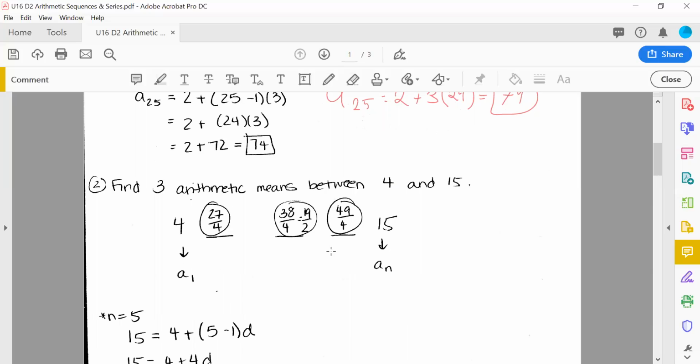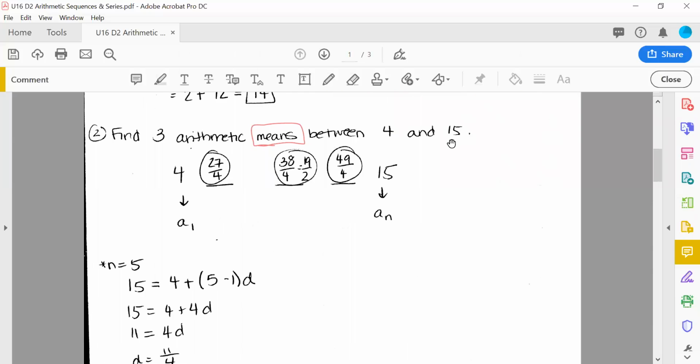Okay, find 3 arithmetic means. How do you find an arithmetic mean? All right, between 4 and 15. Well, we all know how to find a mean. You add and divide by 2. But what if we want to find 3 of them? So I'm going to write this problem all over again. I'm going to write the first term 4, then 3 empty dashes because we're finding 3 means. So basically, we need to find what the spacing should be. And what number describes the spacing between? It's the D. So we're solving for D.